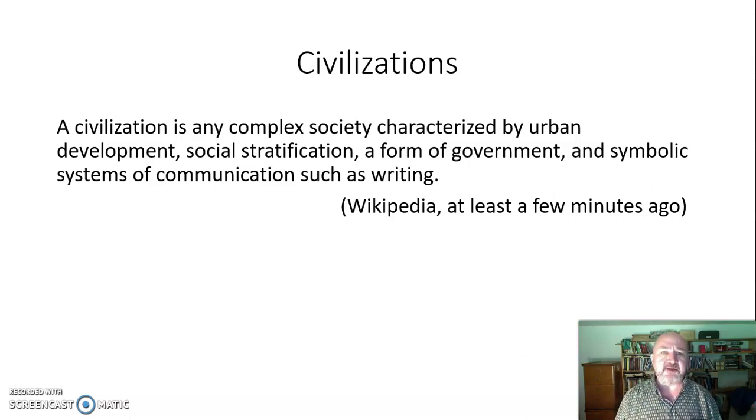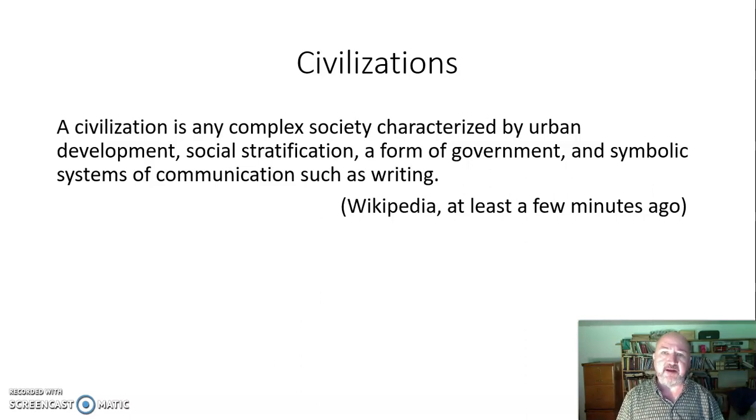But in the study of history, we use the word civilization with a very specific meaning. I've drawn this definition from Wikipedia. That's what the definition was a few minutes ago anyway. You know how Wikipedia works. But it's a pretty standard definition. A civilization is any complex society, okay? So it's a complex society. It's not like a family. And don't tell your parents I'm teaching you that your family isn't civilized, okay? We're talking about the very specific use of the word in the study of history.